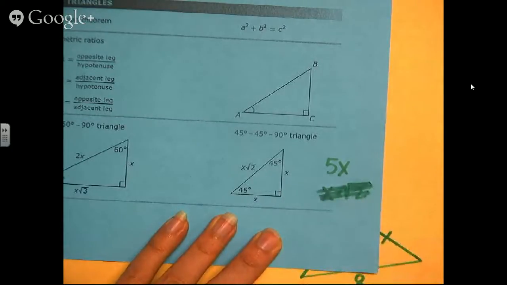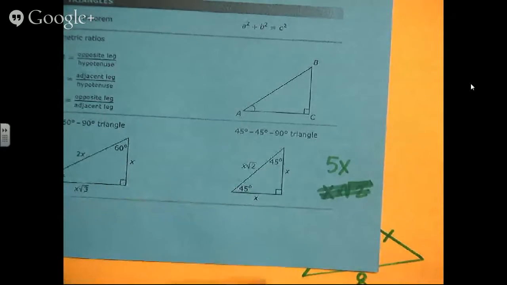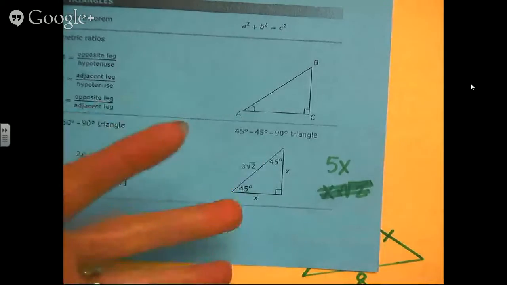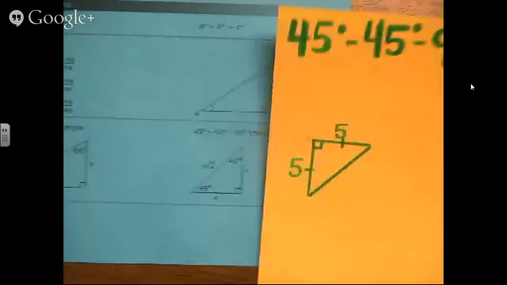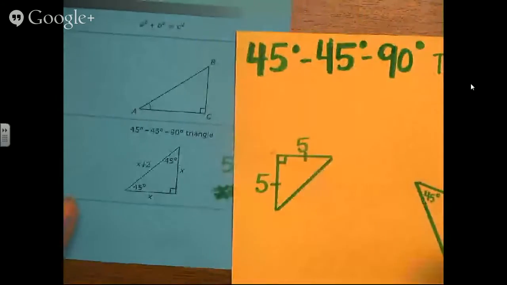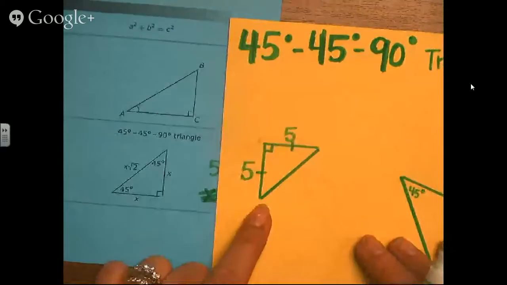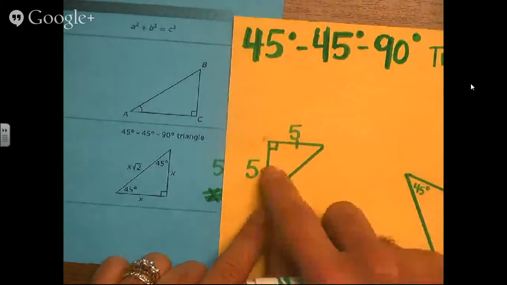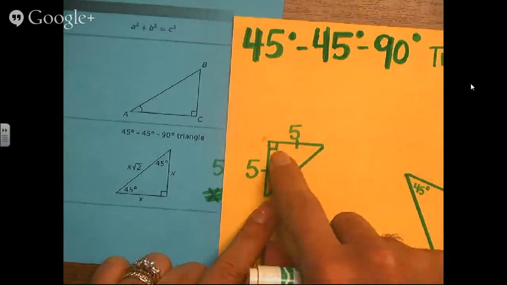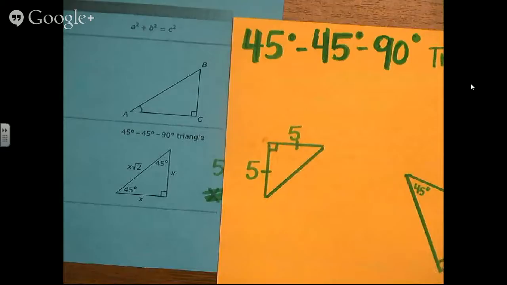Okay, so now let's actually look at a problem, why we would want to use this and what we're going to solve for. I drew up a couple of examples here. This is one example of a 45-45-90 triangle. You can see my 90-degree angle box in the corner, but I didn't label the 45-degree angles on here. I didn't really need to.